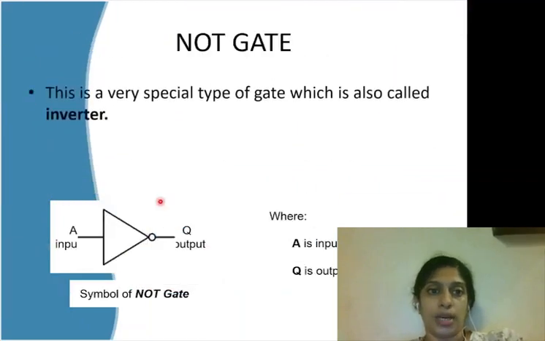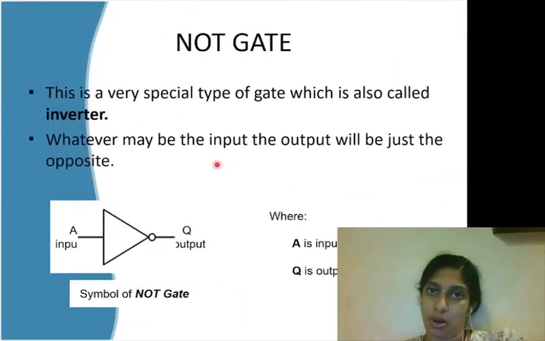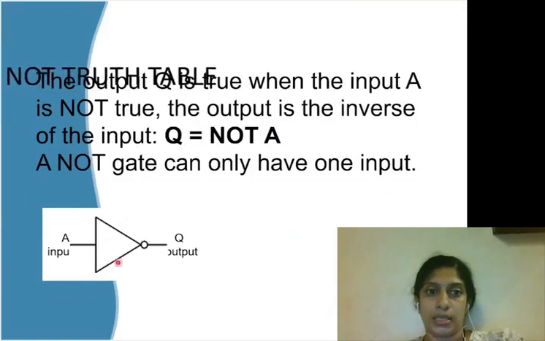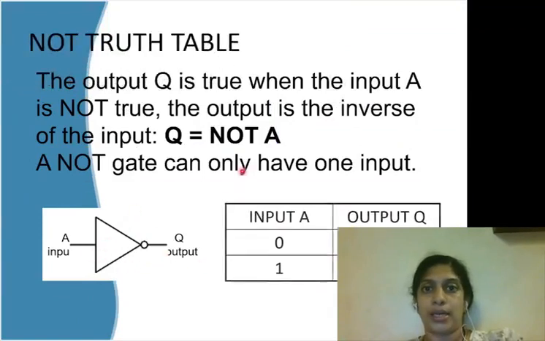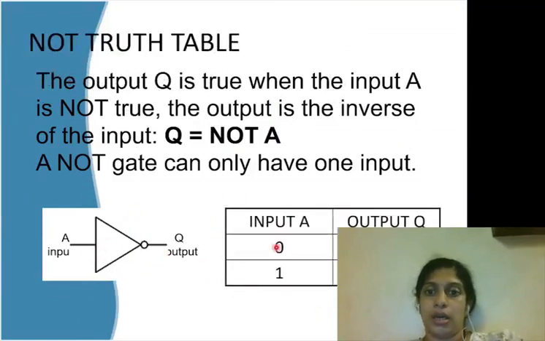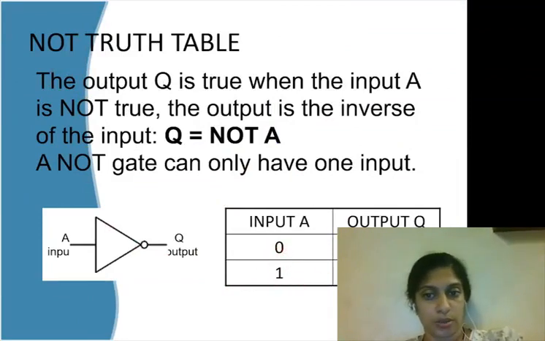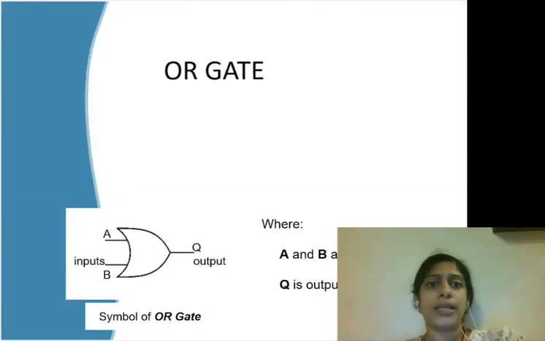Next is the NOT gate. NOT gate is also called inverter, and for any input given to this NOT gate, the output will be just the opposite of this input. And this is a logic circuit, and here is the truth table. If input 0 is given, then the output will be 1. If the input is 1, the output will be 0. Next is the OR gate.